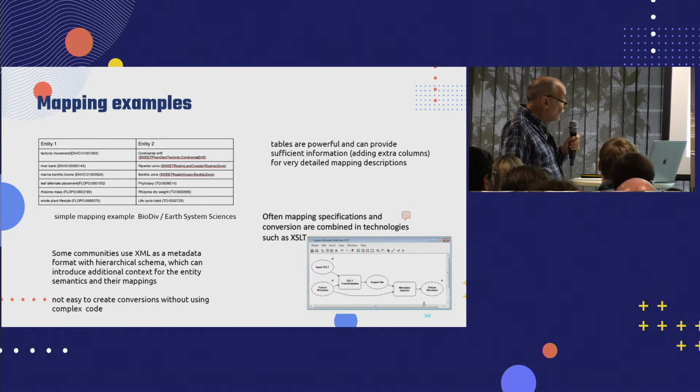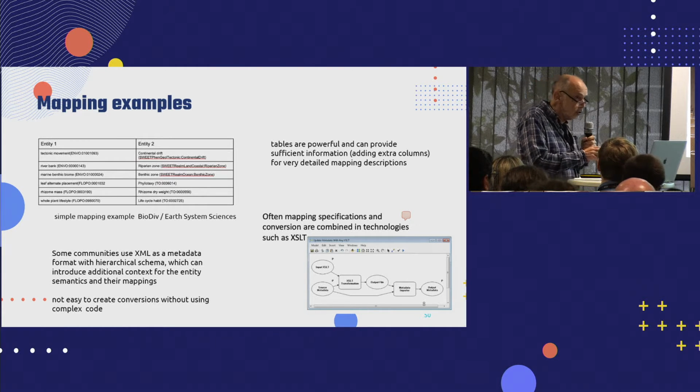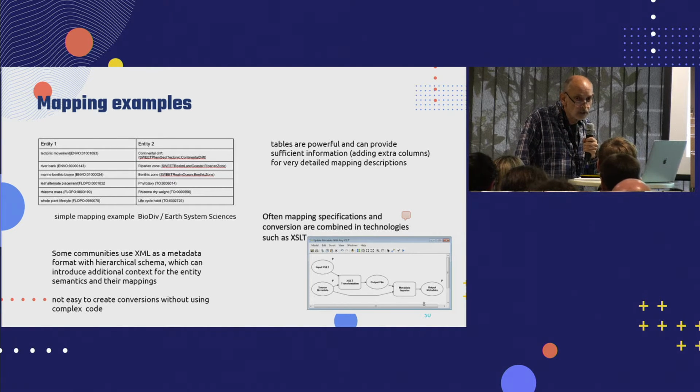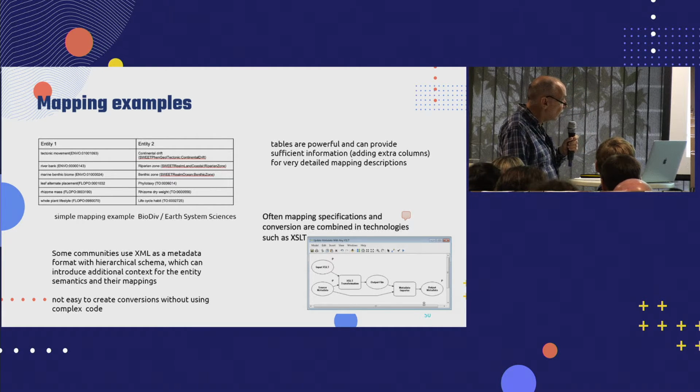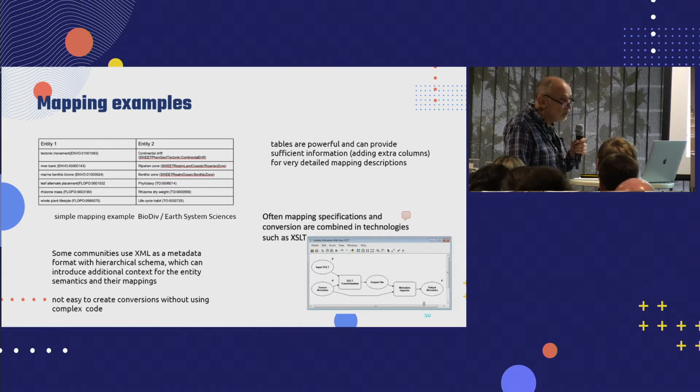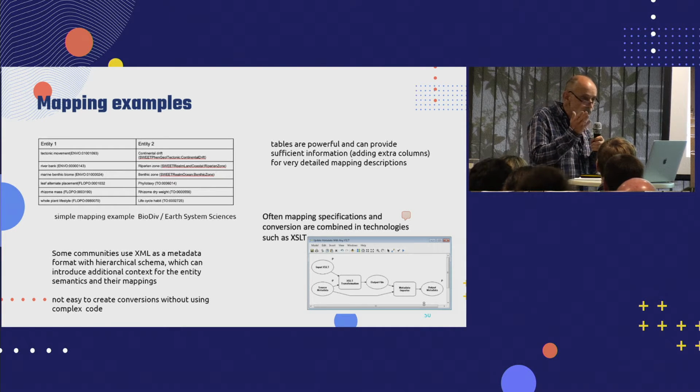And if you want to translate from one such formalism into another formalism, you can have huge challenges in creating the code that actually is able to do it. A popular way of doing it is using XSLT, which is specialized to translate from one XML file into another XML file.